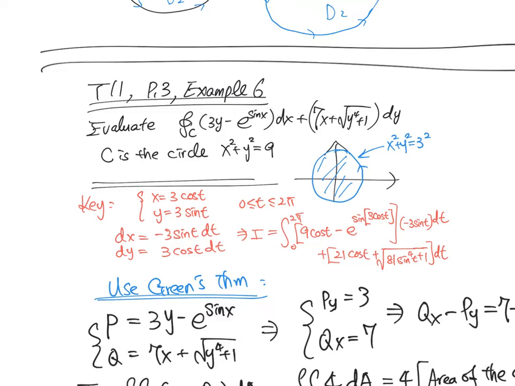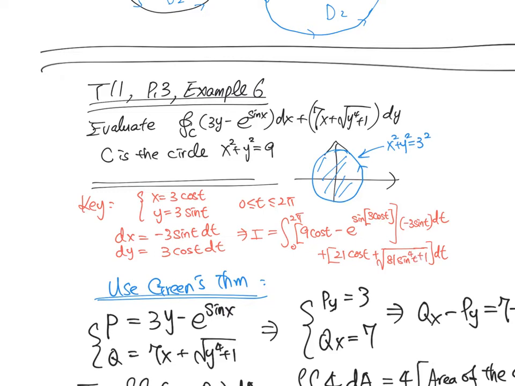Now let's use example 6 of our tutorial 11 to demonstrate why we should learn Green's theorem. For some line integrals that look like this, it's hard for you to compute, even though the curve C is very common. For example, this is a circle, x squared plus y squared equals 3 squared, and we just want to compute the line integral over this path.